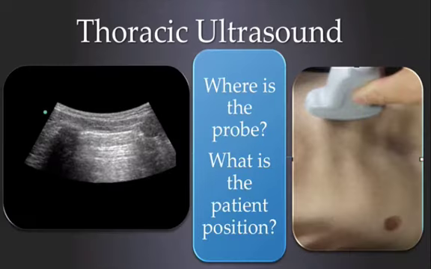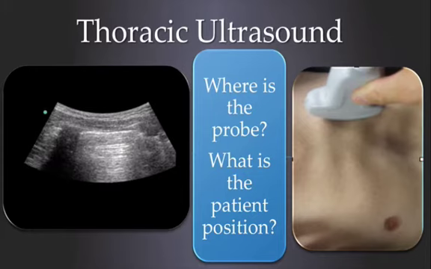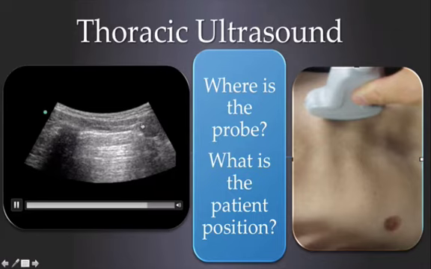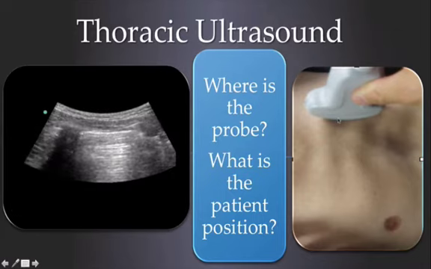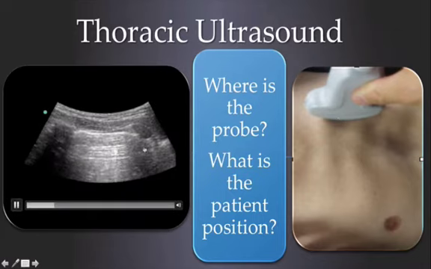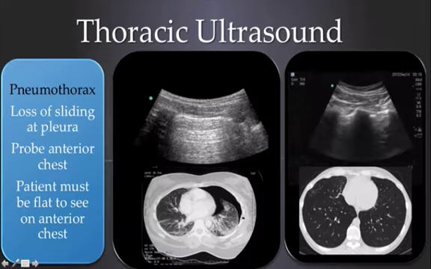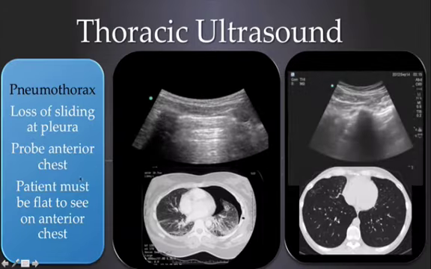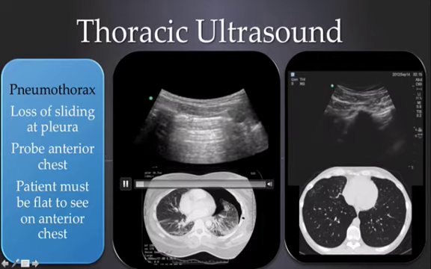First thing you have to ask is where's the probe? Well, we know the probe is across the ribs. We see the ribs in cross section. But where is it? It's in the anterior chest. This is where we're taking this image. And the patient is supine. What does this represent? Well, this is a pneumothorax. It did not have the sliding that we saw before.